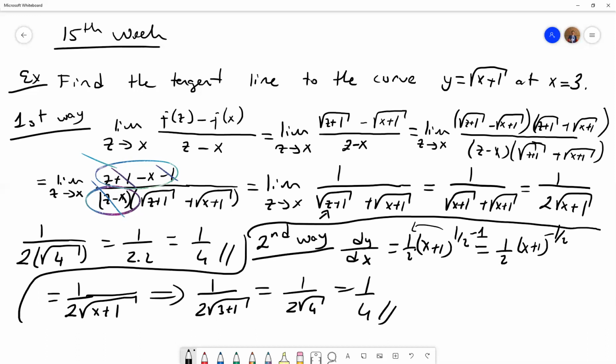Of course, it is easier. But in the classical exams, I may ask to find it using limits, so you have to know limits also. And derivative is easy. Okay, let's see the next question.